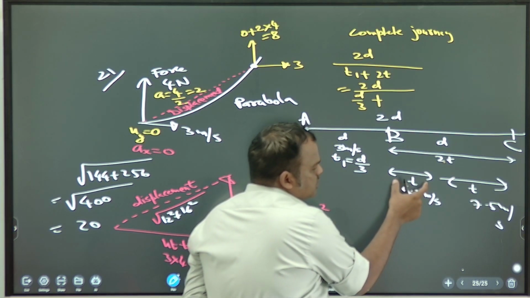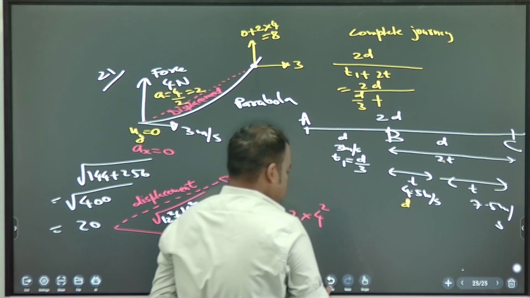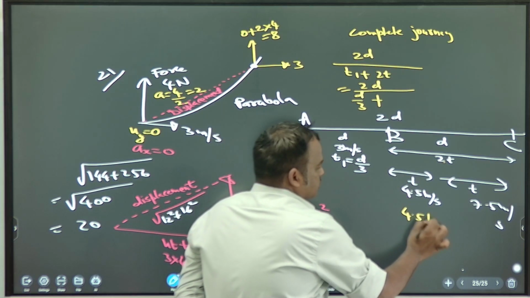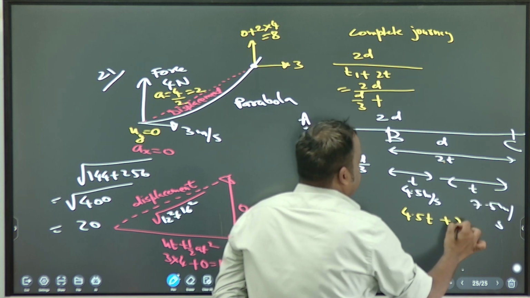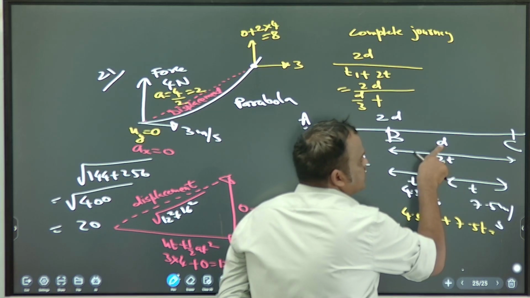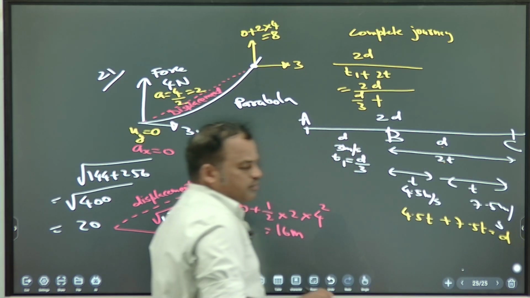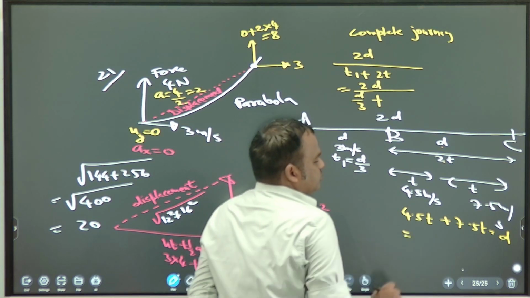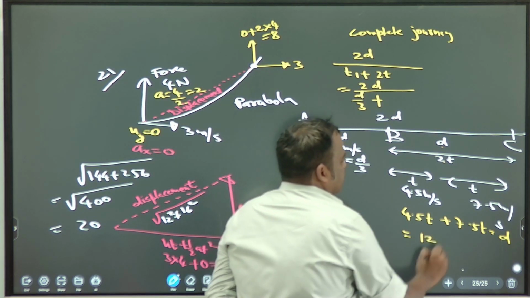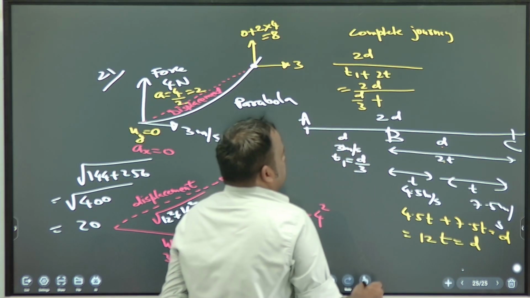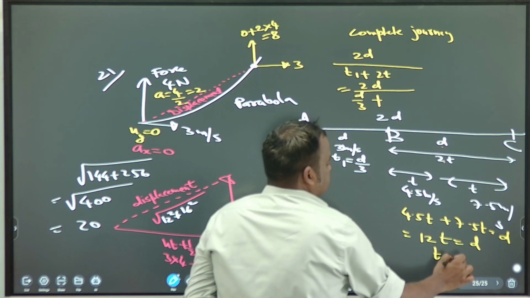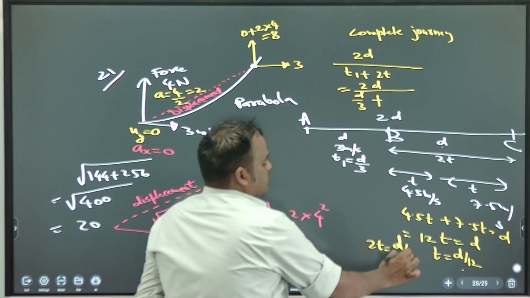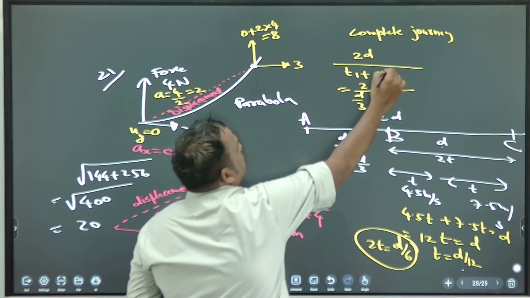See, what is this distance? Yes, 4.5 T. And what is this distance? 7.5 T. And this plus this distance is D. So 4.5 plus 7.5. How much? Tell me. 12. Okay, so 12T is equal to D. Now T is equal to D by 12. So 2T is equal to D by 6. Okay, so put 2T is equal to D by 6 here.